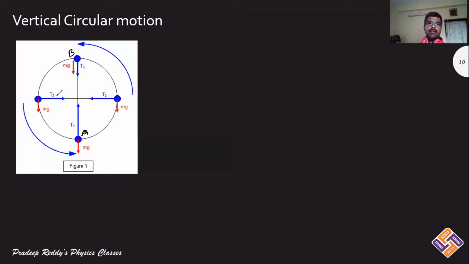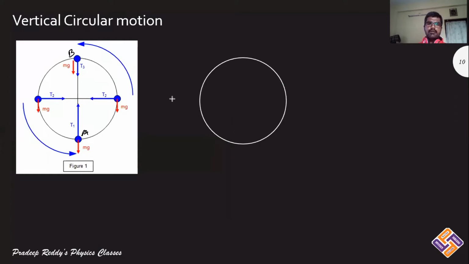And we have derived equations for tension in the previous video lecture. Today we will be deriving conditions for the minimum and maximum velocities to be provided for the particle at position A in order to execute vertical circular motion. We have different possible conditions for the particle to execute circular motion. Now let me explain them clearly.